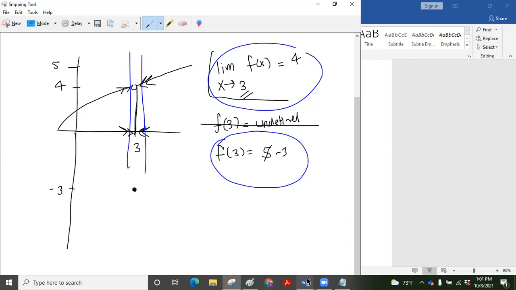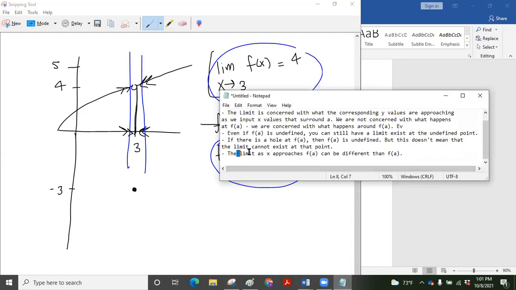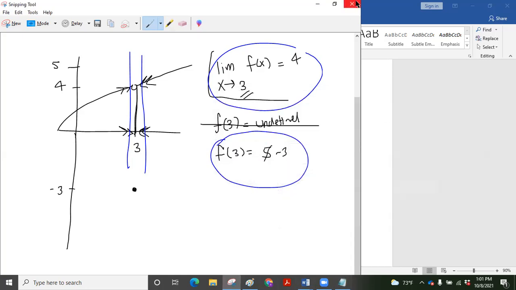So the takeaway there is that the limit as x approaches a can be different than having plugged a into the function f of a. So they don't necessarily have to correspond. And that's the basic idea.